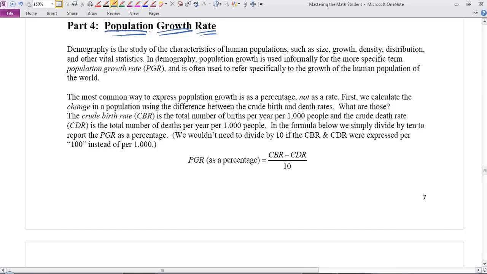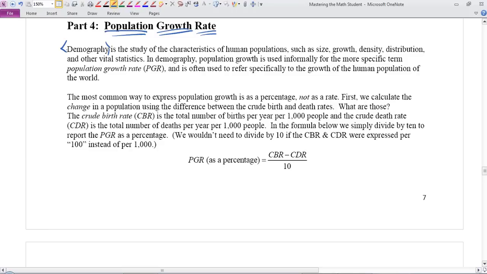Now, demographics. You've probably heard of demographics, but demography, because ographies are studies, is the study of the characteristics of human populations. So we are going to talk about all kinds of things that undergo population growth rate, but human populations are a big part of this course too. So we talk about the growth rate, the density, the distribution, and any other vital statistic we can come up with.